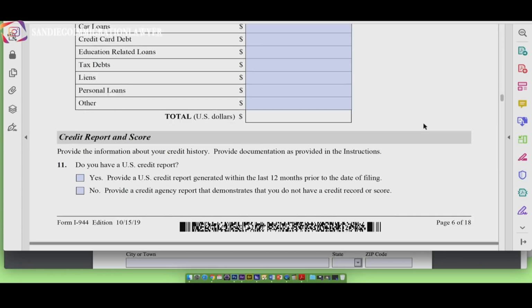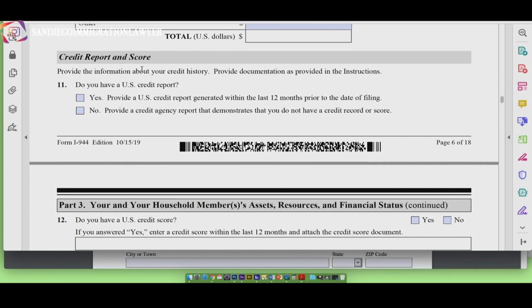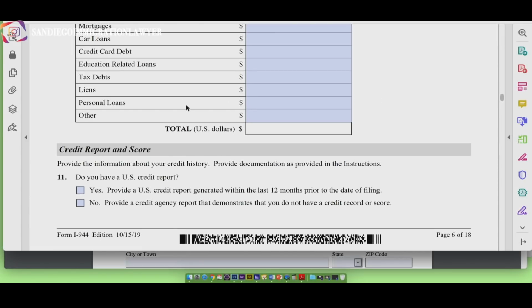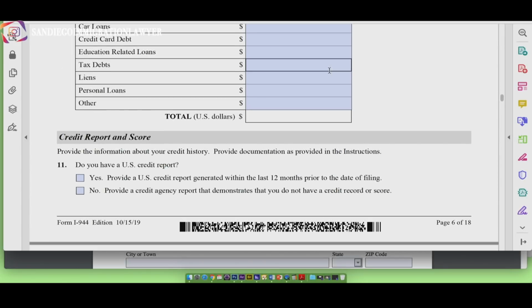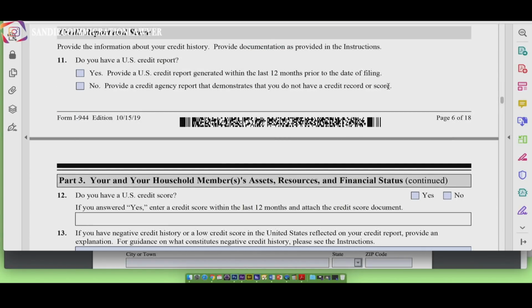The same thing goes for the credit report. You may or may not have debts here because you probably didn't have a social security number and you didn't work, and so you weren't able to get credit, so you may not have any of those. But if you do, you want to list those here. The credit report, if you don't have a social security number, you may not have a credit report. And so it is asking, do you have a U.S. credit report? And if you answer yes, then you need to provide a new credit report that was pulled within the last 12 months.